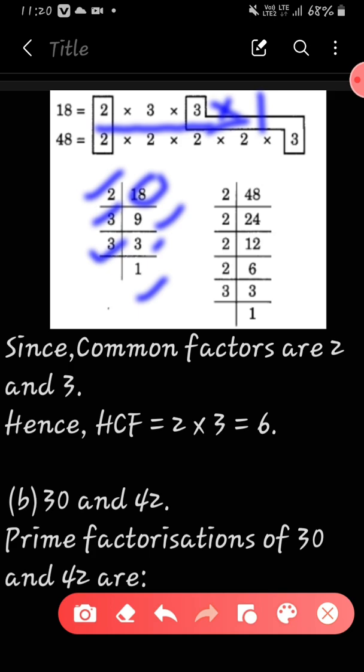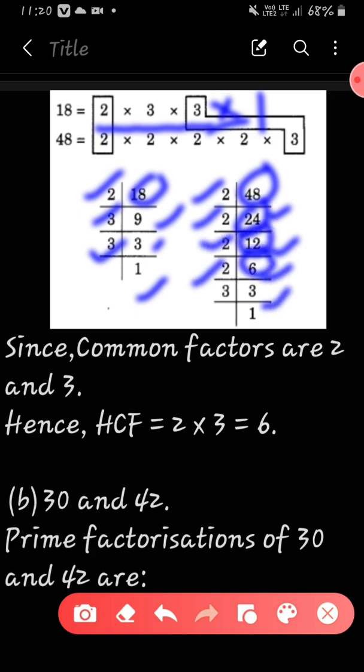Then the factors of 48 we have to find out. So 48, 2 into 24 we are getting 48. Then 2 into 12 we are getting 24. 2 into 6 we are getting 12. 2 into 3 we are getting 6. And again 3 into 1 we are getting 3. So here are the factors of 48: 2 into 2 into 2 into 2 into 3.